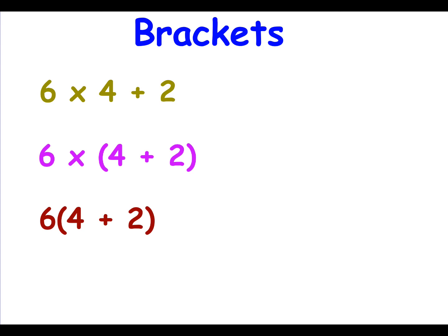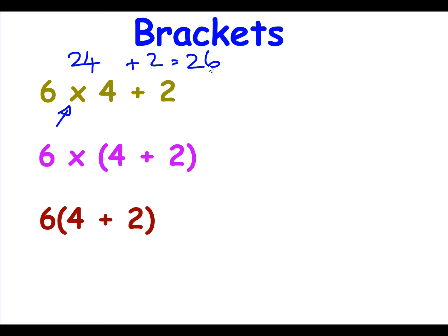Let's have a look at brackets. We haven't come across brackets before, so let's explain a bit about the bracket. If we had the problem 6 times 4 plus 2, then BIDMAS tells us we need to do the multiplication first, because it's a higher priority than addition. So we would end up with 24, then we'd add the 2, which would give us 26.